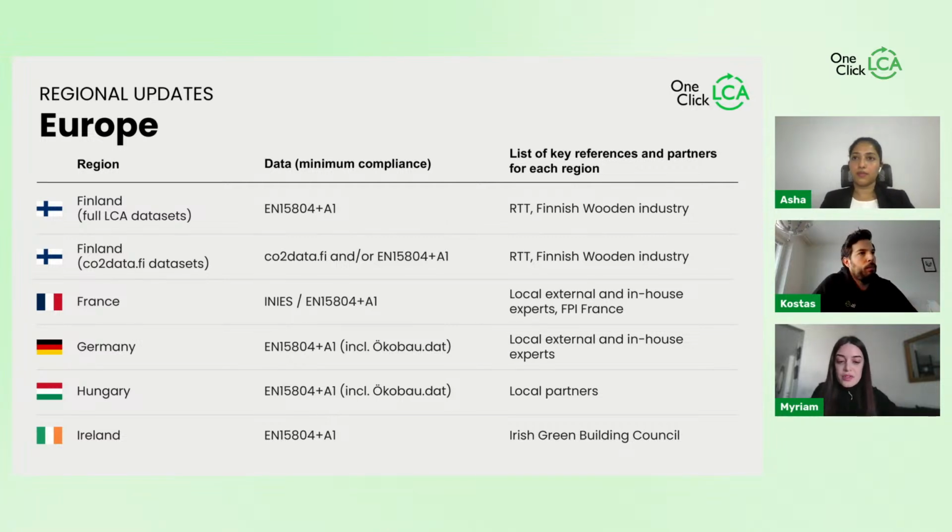Many markets have a strong preference for the use of specific generic environmental profiles. For example, we used CO2 data for the Finnish reference building, and we have industry standard databases like Okobau data for Germany. Such preferences are always taken into account, and in other cases, where we don't have such data, one-click LCA's own generic data is prioritized.